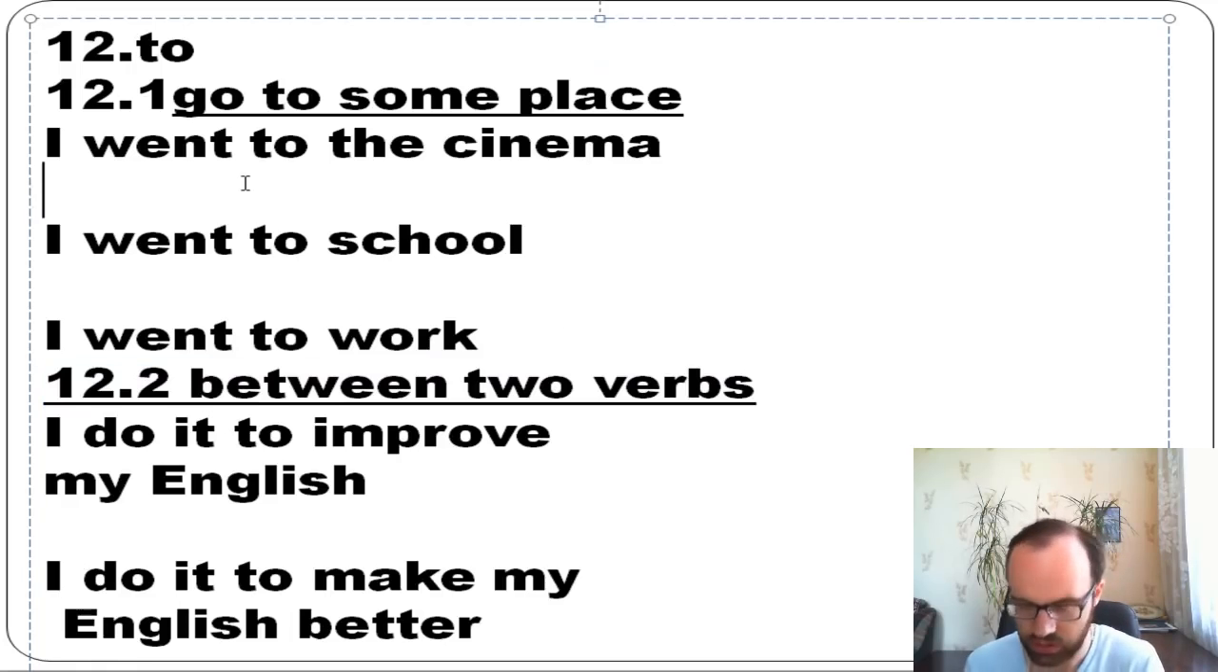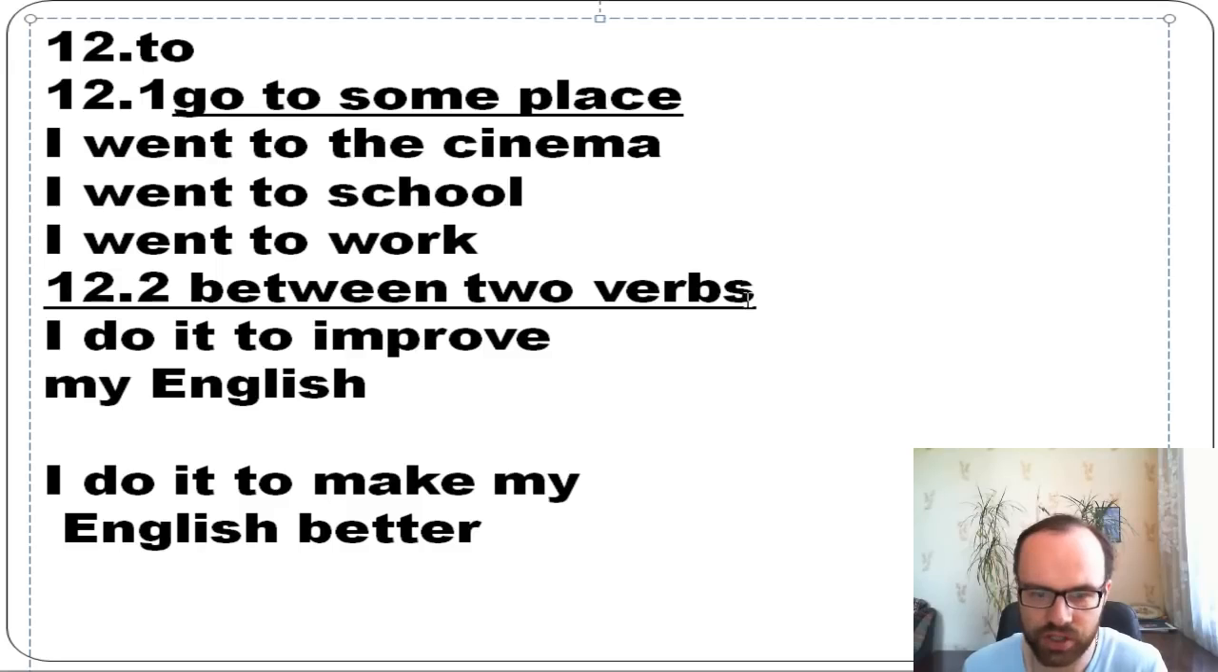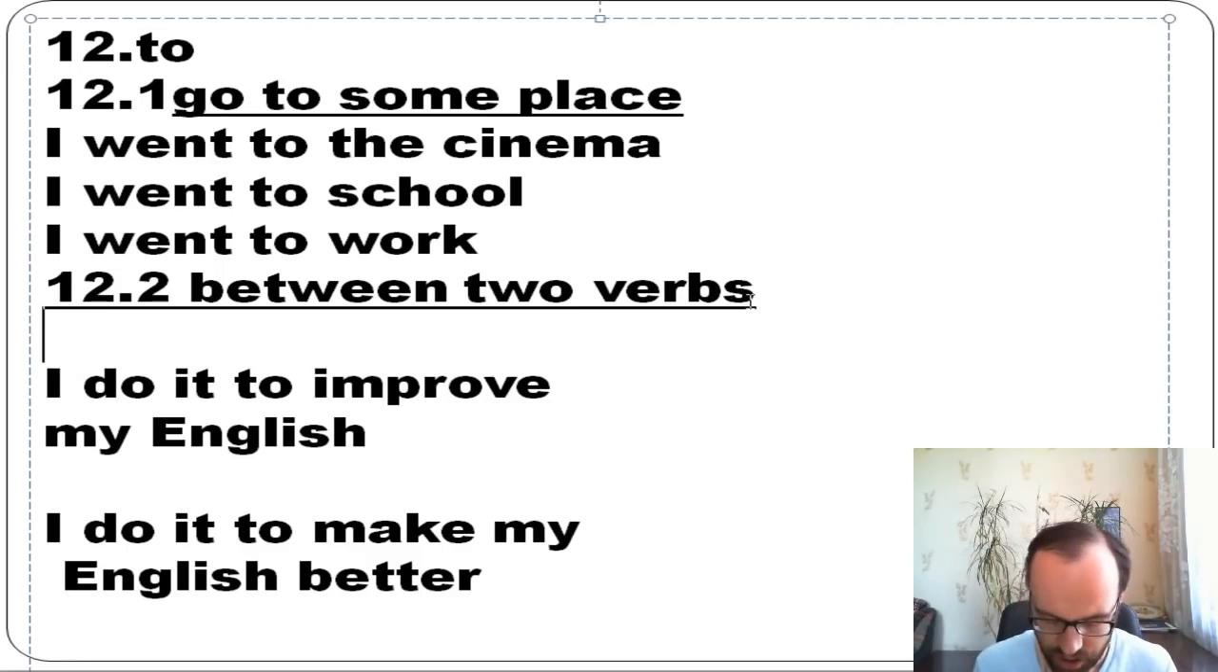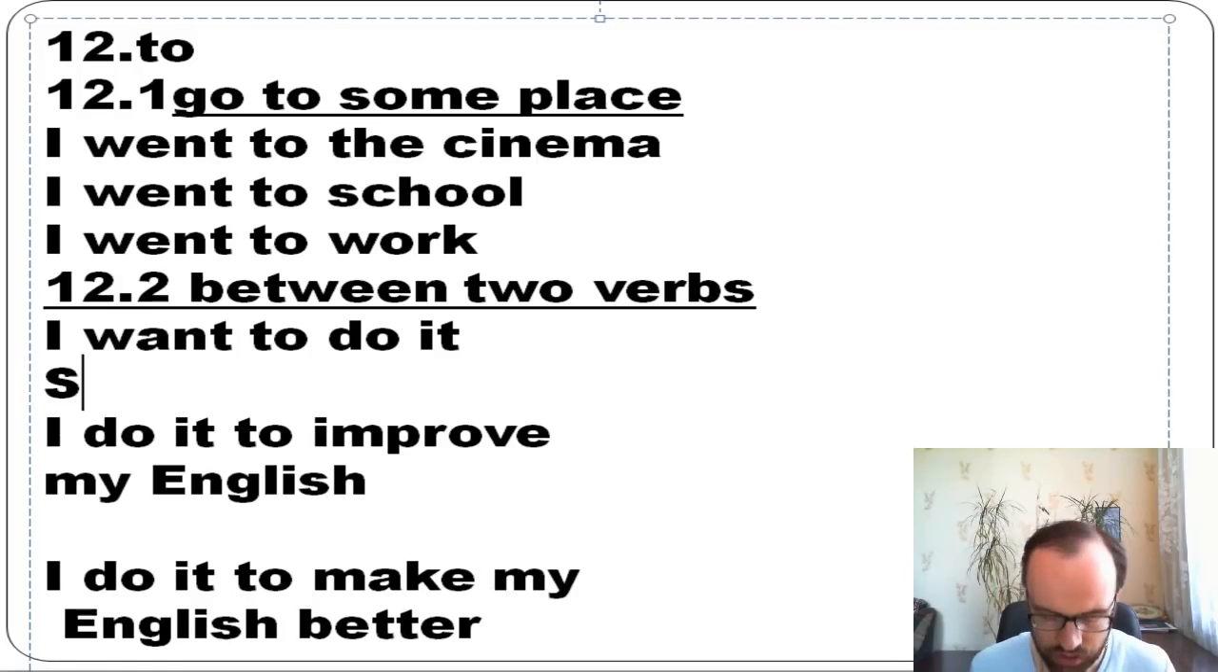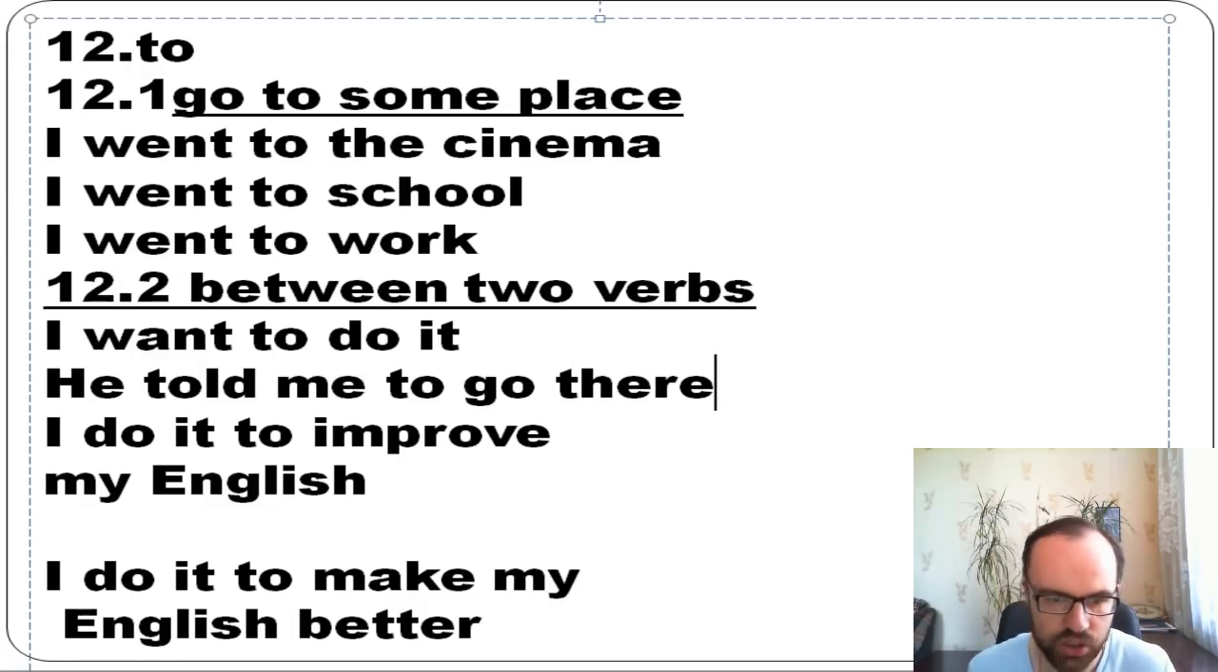We have three situations. So for example, I want to do it. He told me to go there. Two verbs. He told me to go there.